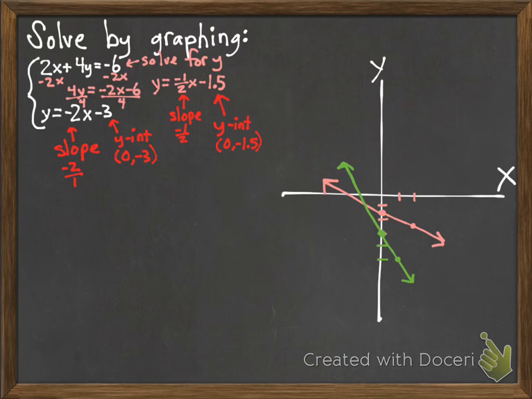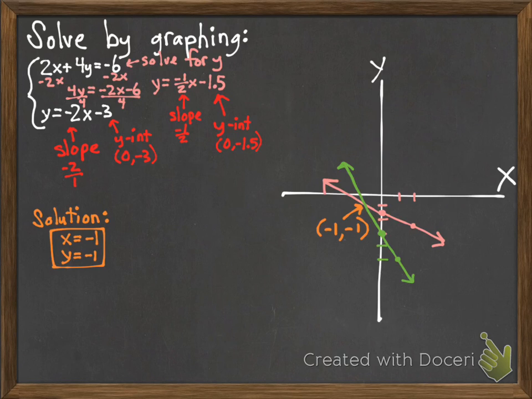Once we've graphed both lines, we see where they cross, and that will be our solution. Since (negative 1, negative 1) is our point, that means x is negative 1 and y is also negative 1.